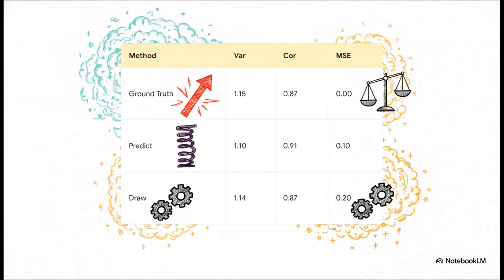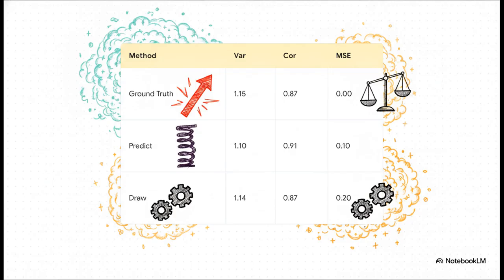When you run the numbers through a simulation, the paradox is glaring. The ground truth, the real, untouched data, has a variance of 1.15 and a correlation of 0.87. Now check out the predict method. It shrinks that variance down to 1.10 and spikes the correlation up to 0.91. It makes the relationships look way stronger than they actually are.